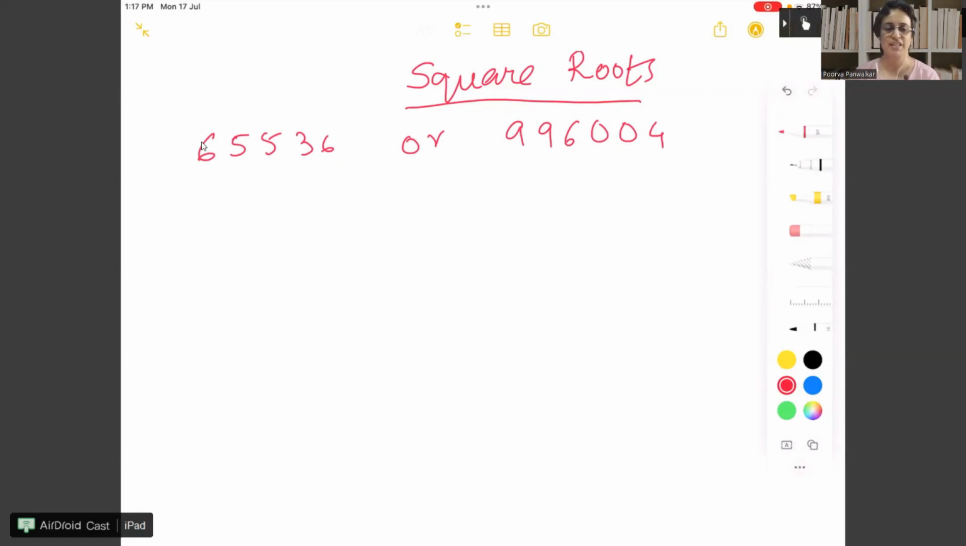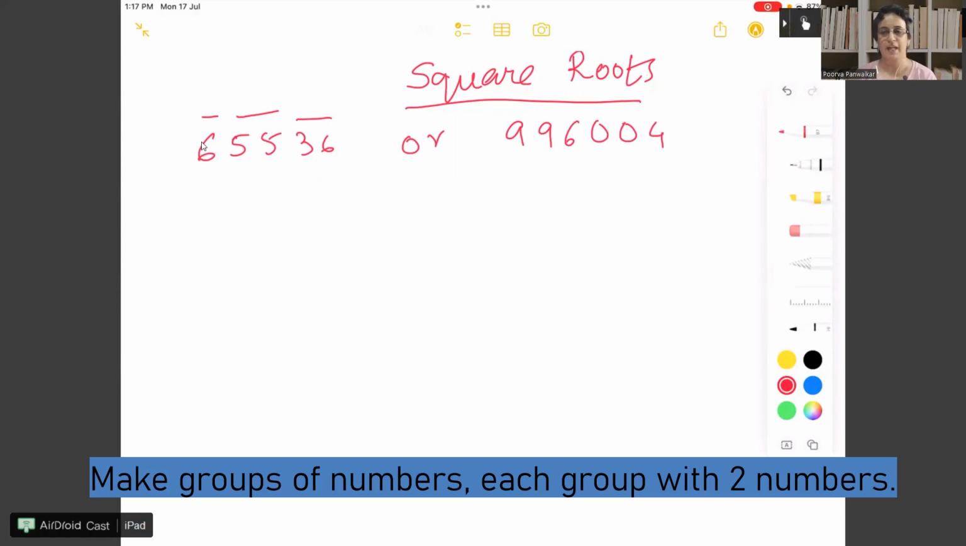Now, you have observed that the first number, 65536, is a 5-digit number, and I am saying I have to divide this number into groups of 2. So we start from the rightmost side. 36 becomes one group, I draw a line above it. 55 becomes one group, and then I am left with 6, which is a single-digit group. Whenever there are even numbers of digits, there is no problem. I start from the right-hand side and draw a horizontal line above 2 digits and find the groups. Now, we will first start by finding the square roots of simple numbers.